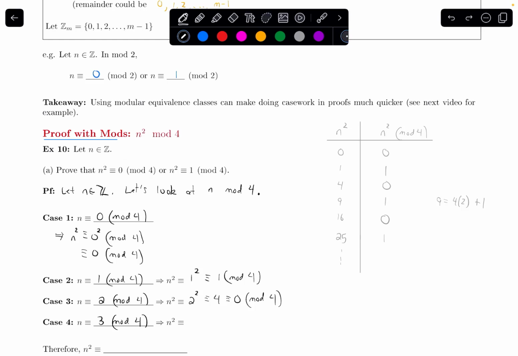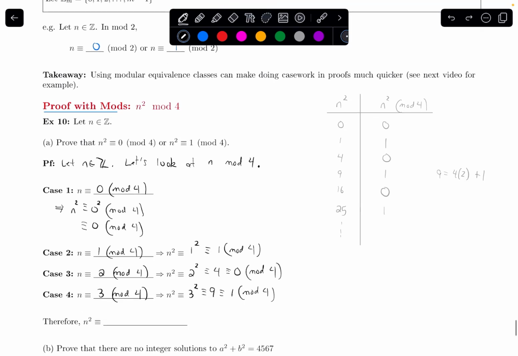One more case. What if n was congruent to 3 mod 4? Well, squaring both sides, I get n squared is congruent to 3 squared. 3 squared is 9. And then what is 9 congruent to mod 4? Well, 1. It's got a remainder of 1 when I divide by 4. Okay, well, that's the second possibility, which is also okay.